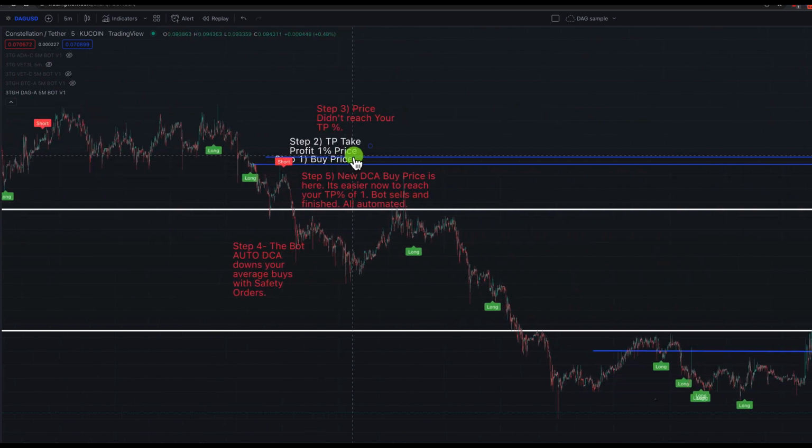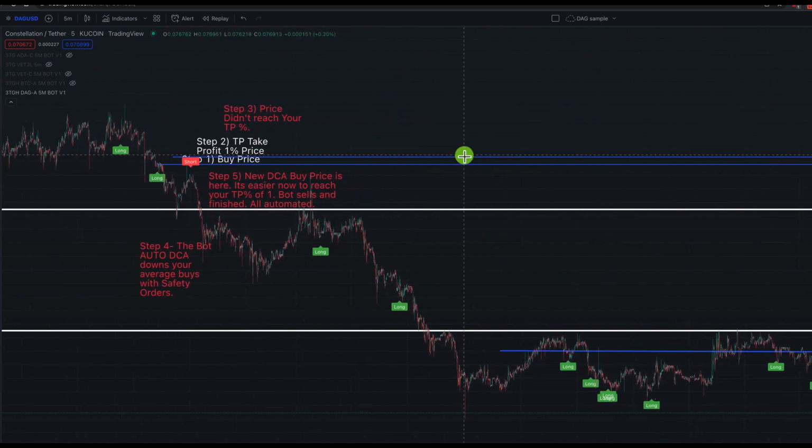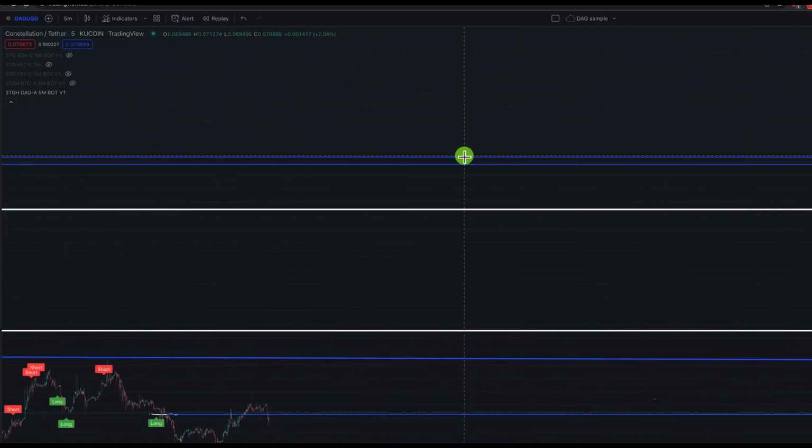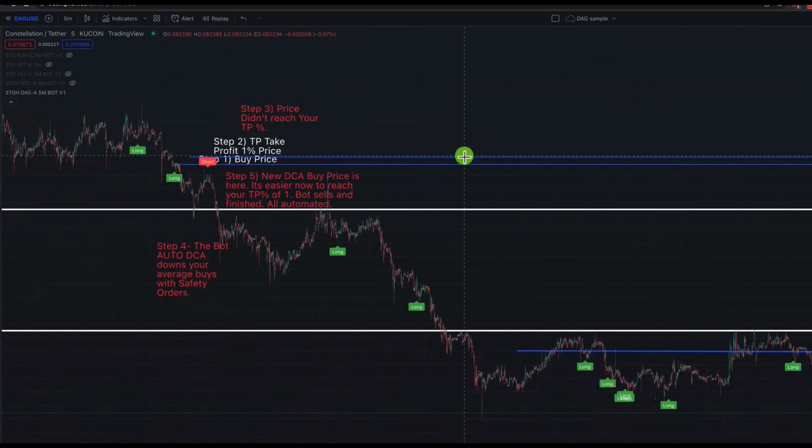So step two, that's your take profit percentage over here on this line. And you can clearly see that it loses if you just stop at one safety order.